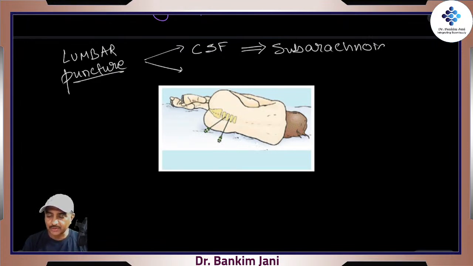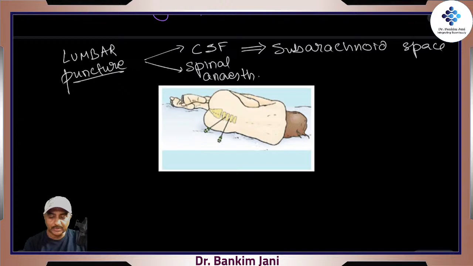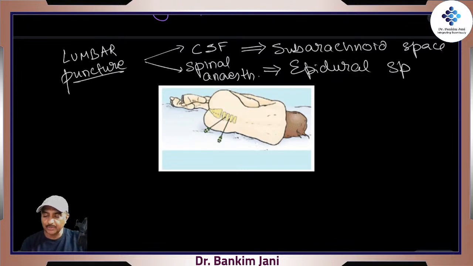Subarachnoid space. We talked about it. That's the space between the, right? This is just underneath the arachnoid. There is dura mater, arachnoid mater, pia mater. So, underneath the arachnoid. When you want to go for spinal anesthesia, right? Spinal anesthesia. So that is where you have to go, into the epidural space. We'll see this thing in more detail.